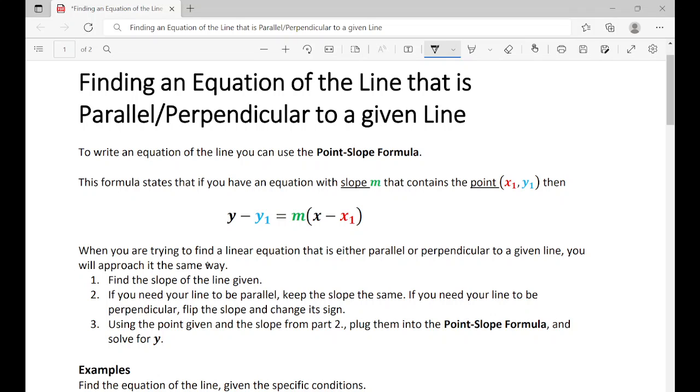When you're trying to find a linear equation that is either parallel or perpendicular to a given line, you will approach it in the same way. First, find the slope of the line given. You need to know what the slope is that you're given.